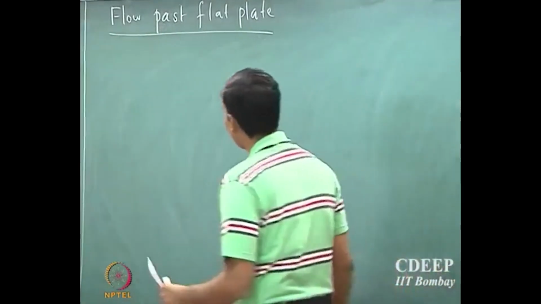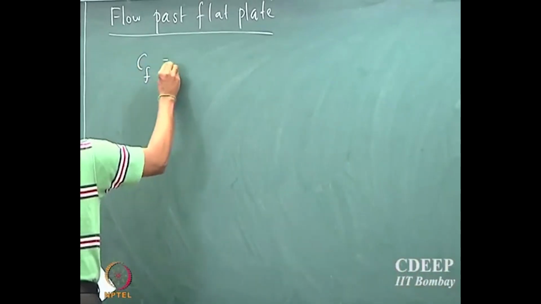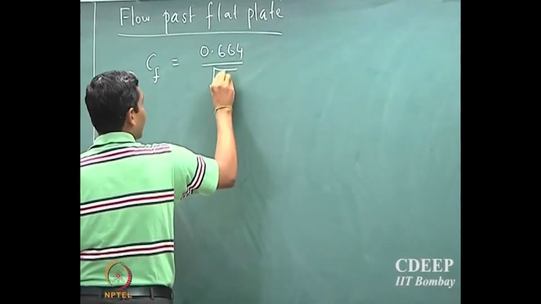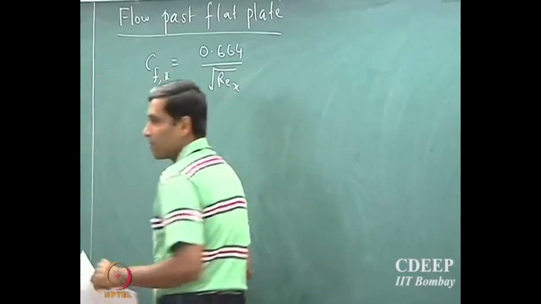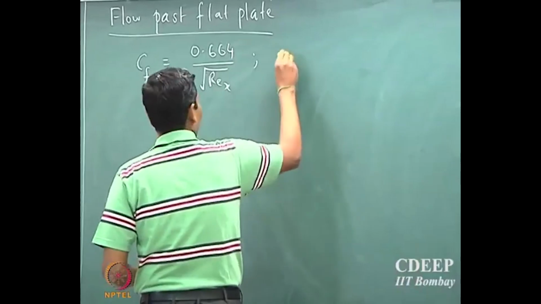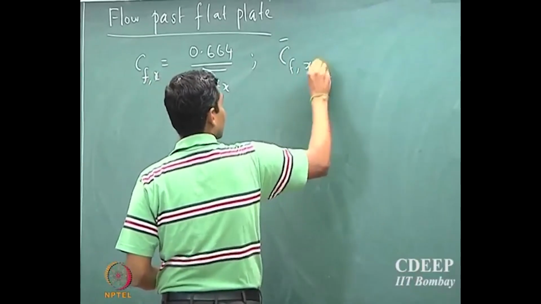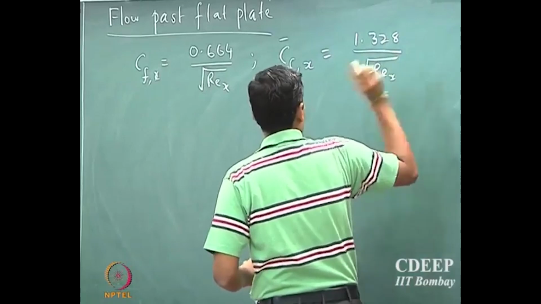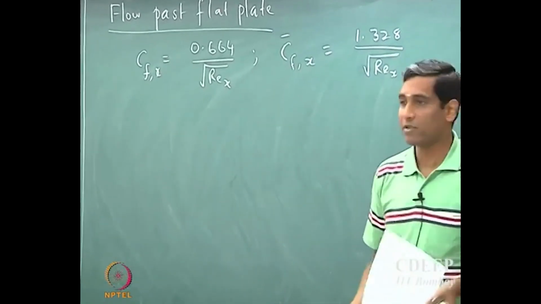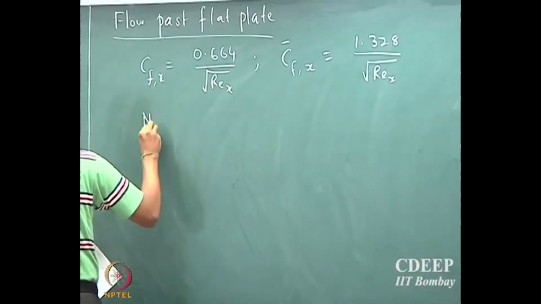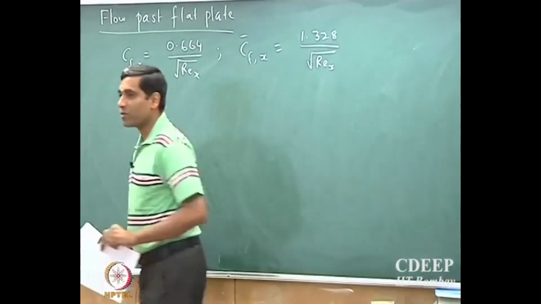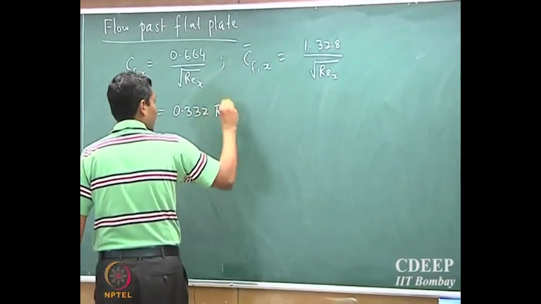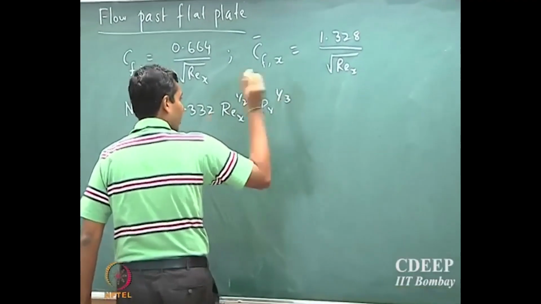Okay. So we showed that the friction coefficient is given by 0.664 divided by the square root of Reynolds number, local Reynolds number, and we also said that the average friction coefficient is given by 1.328 over root Re, the average friction coefficient till that location, and similarly we said that the local Nusselt number is given by 0.332 Reynolds number to the power of 1 by 2 and Prandtl to the power of 1 by 3.